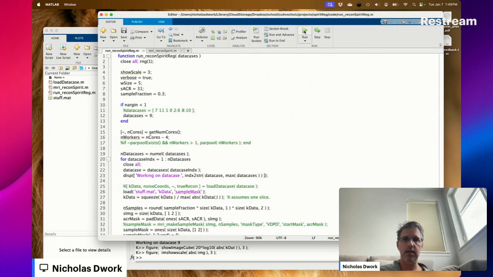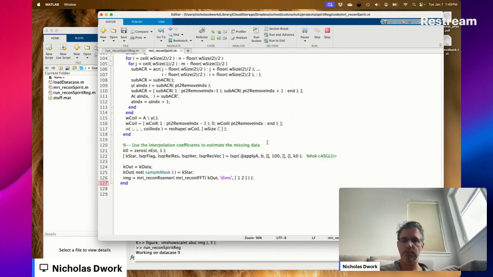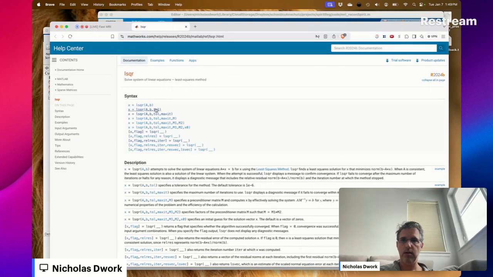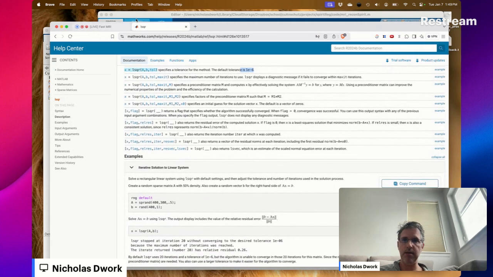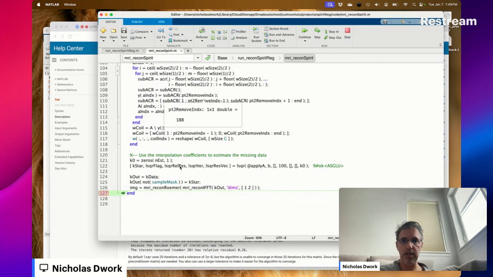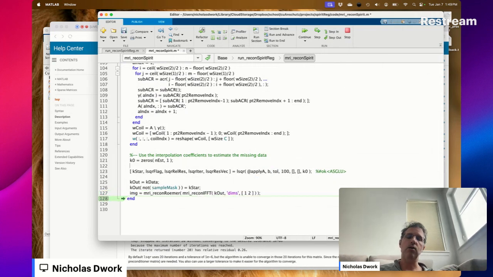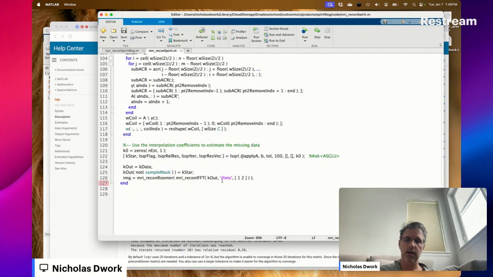Oh, I meant to look at the residual. Do I just need to set the tolerance lower? Right now, the tolerance is set to 1 times 10 to the minus 6. That seems pretty good. But what if I set it to... Oh. Okay.